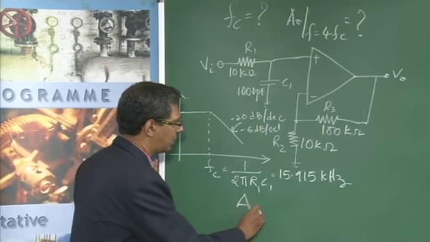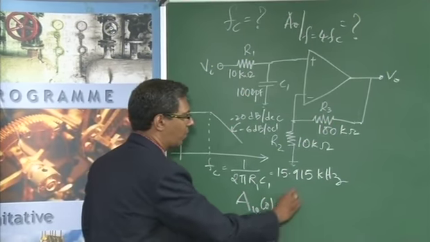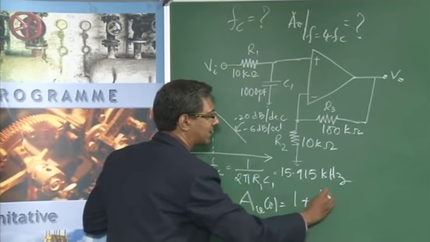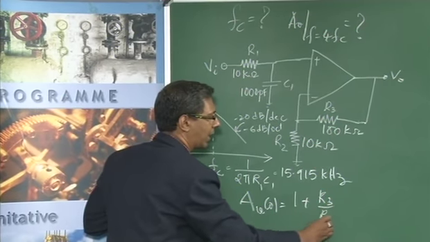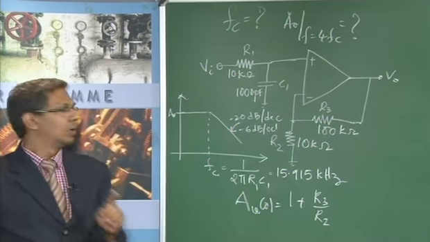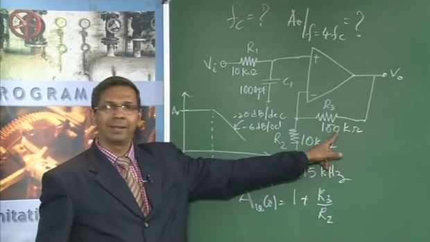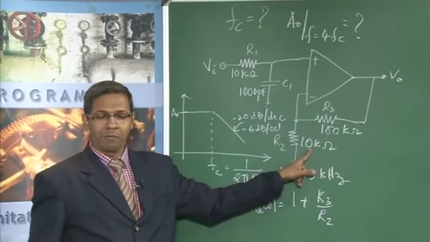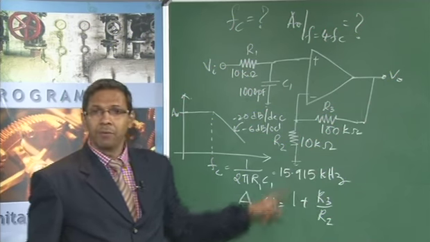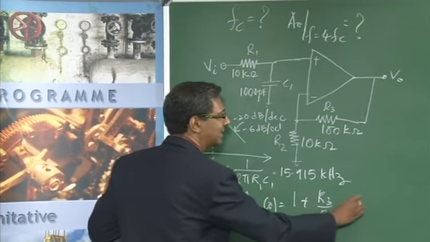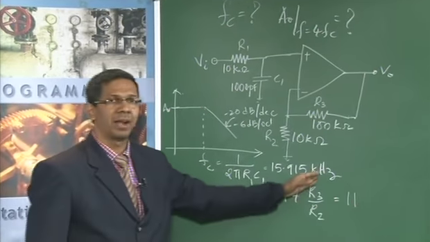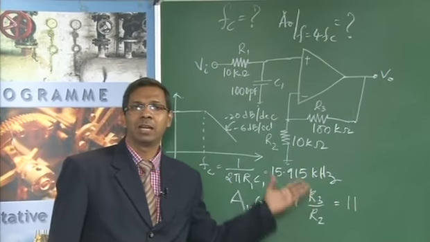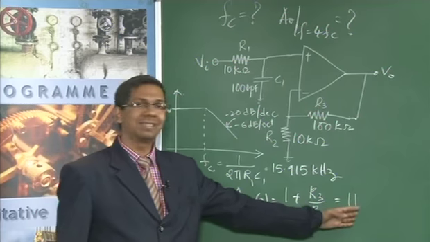So what's the DC gain equation? AV0 is equal to 1 plus feedback resistor R3 divided by R2. Substituting the values of R3 as 100K and R2 as 10K, we get this DC gain as 11. It's simply 1 plus 100 upon 10, which is 1 plus 10, and it becomes 11. So the gain is 11.